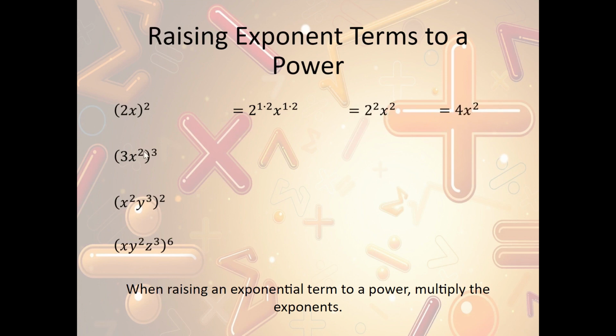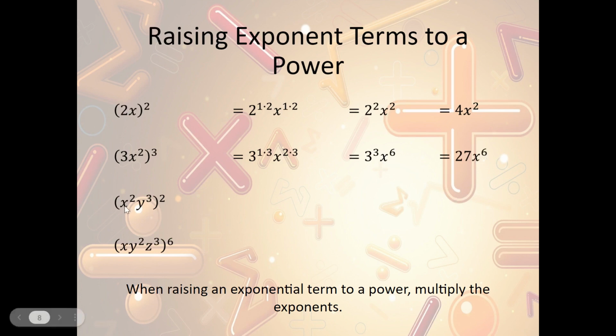Let's look at this one. Again, same thing. This is 3 to the first and x squared. So we're going to multiply each of those by the power out here, which is 3. So we got 3 to the first times 3 and x to the second times 3. Well, we know that 3 to the first times 3 is 3 cubed, and 2 times 3 is 6. So we got 3 cubed times x to the 6th, and 3 cubed is 27. So it's 27x to the 6th.